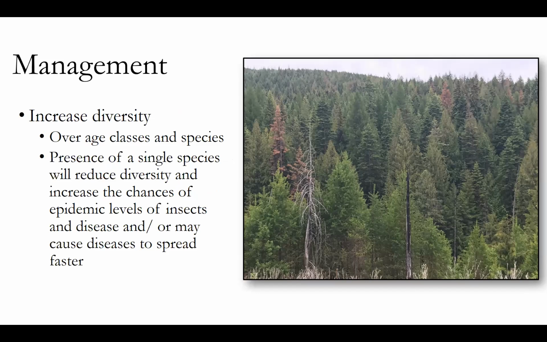Drought affects different species and different age classes in different ways. The more species and age classes you have, the more likely you are to come out of an exceptional drought, such as the one we're experiencing this year, with at least some survivors into the future.